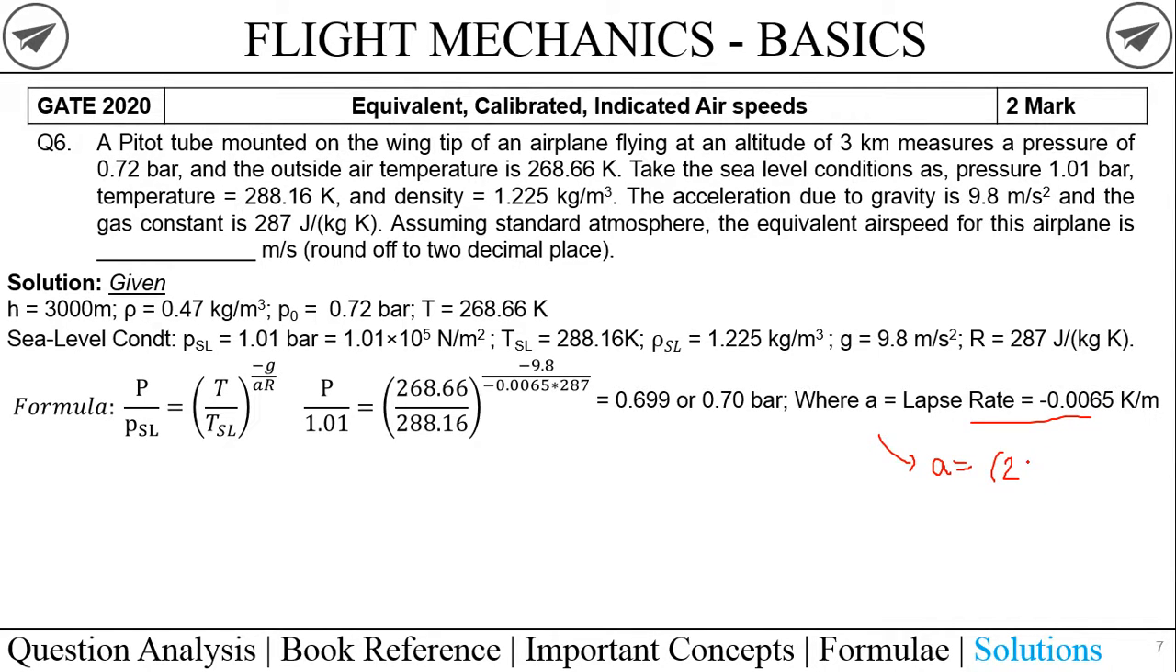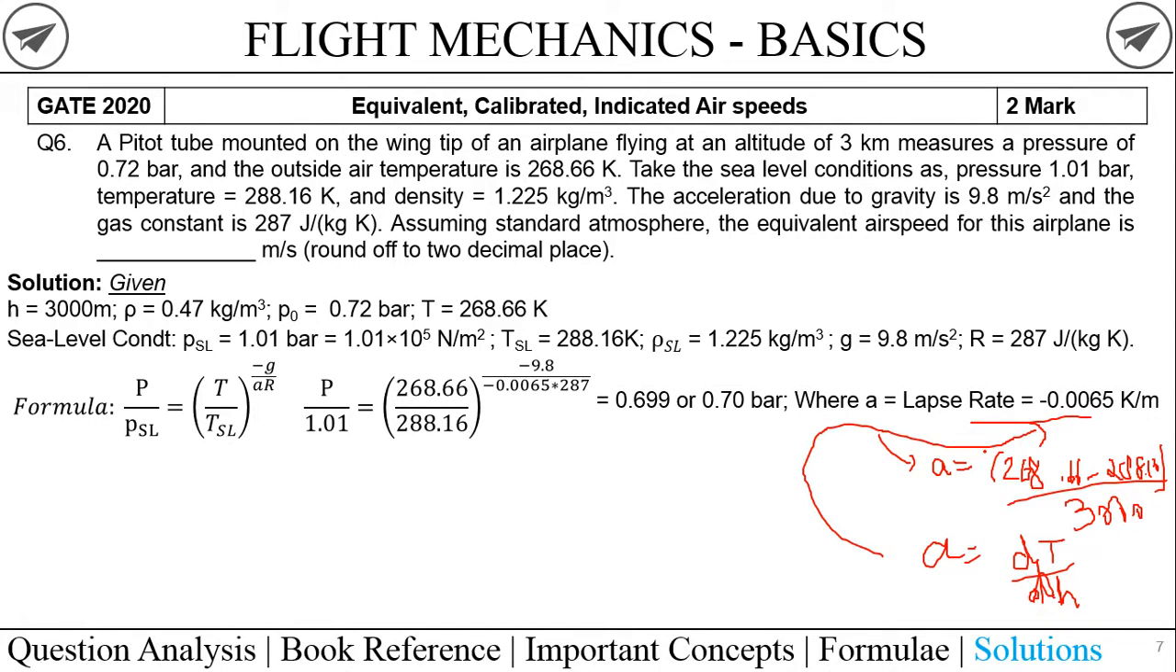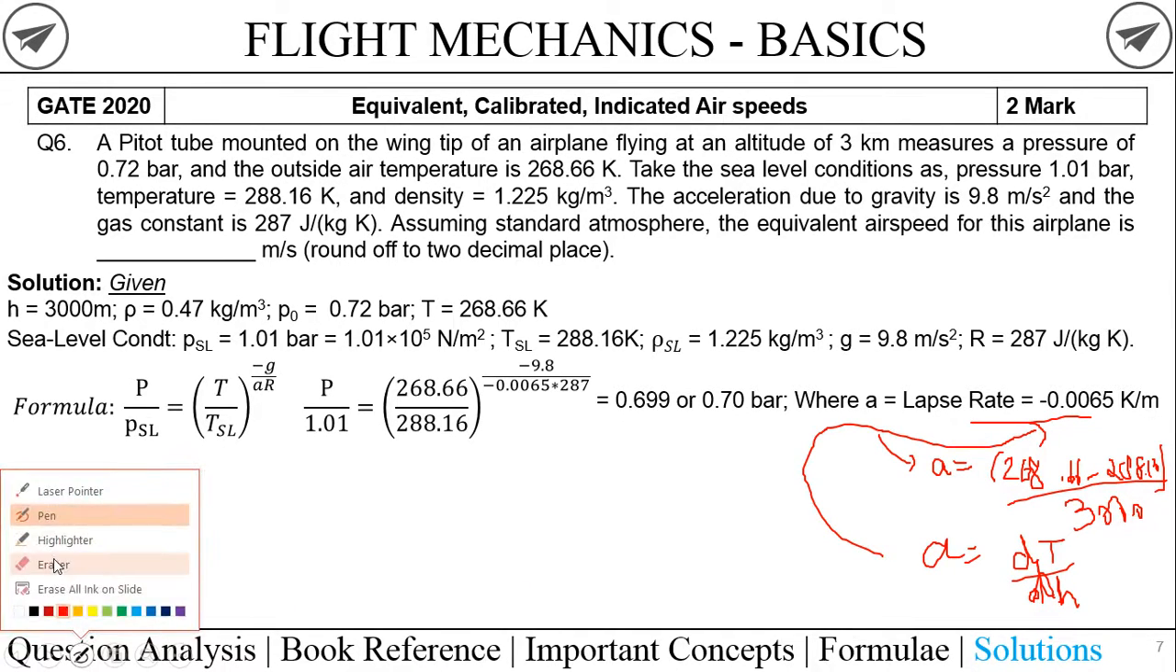So here they have mentioned the temperature at that particular altitude as 268.66 minus the sea level condition temperature, which is 288.16, divided by the height. This relation is nothing but A is equal to dT by dh. So if you derive this, you will obtain the value minus 0.0065 Kelvin per meter, which means the temperature decreases with this particular ratio. So it's better if you remember that.